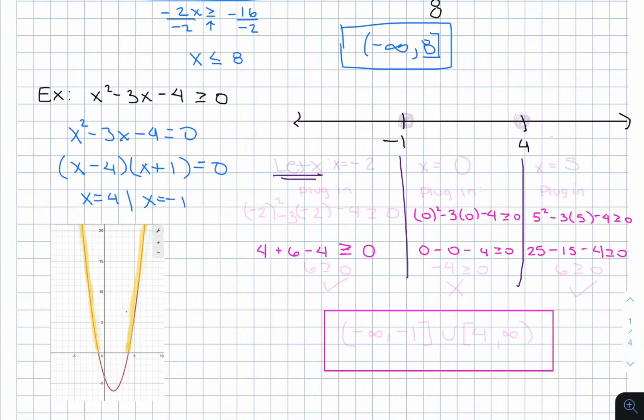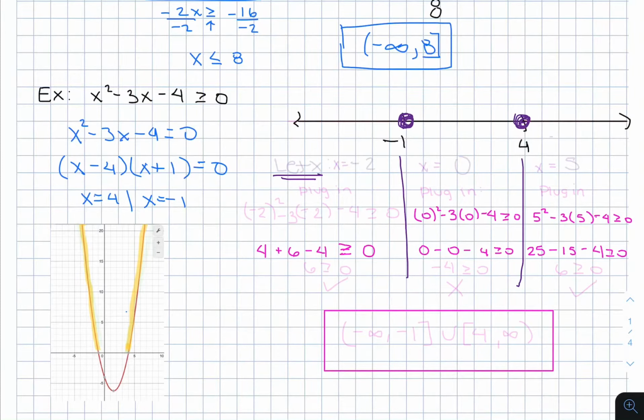So these are our crucial points, and we have to figure out in which portion of the interval the function is greater than or equal to 0. Since -1 and 4 are included, because they are x-intercepts and it can be greater than or equal to 0, those points should be filled in.